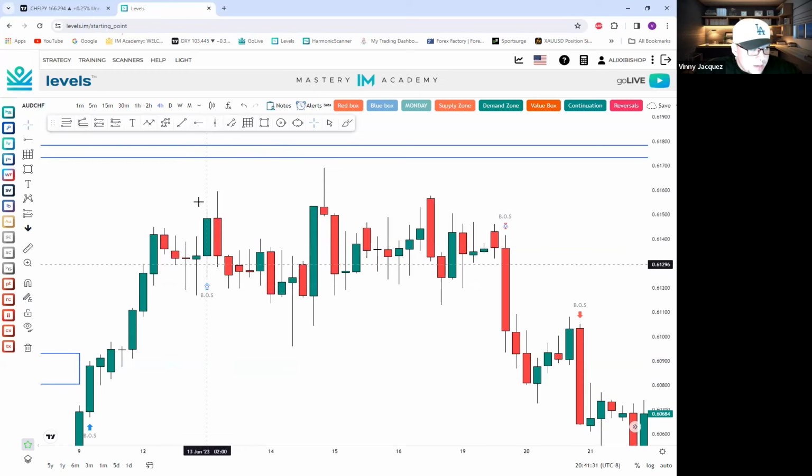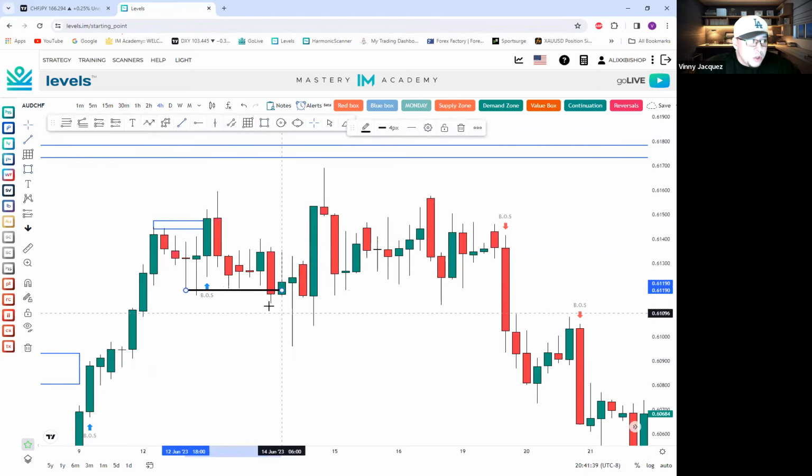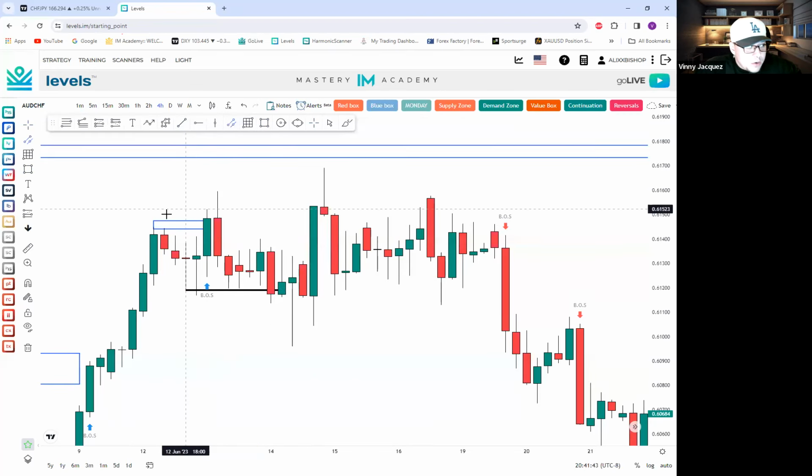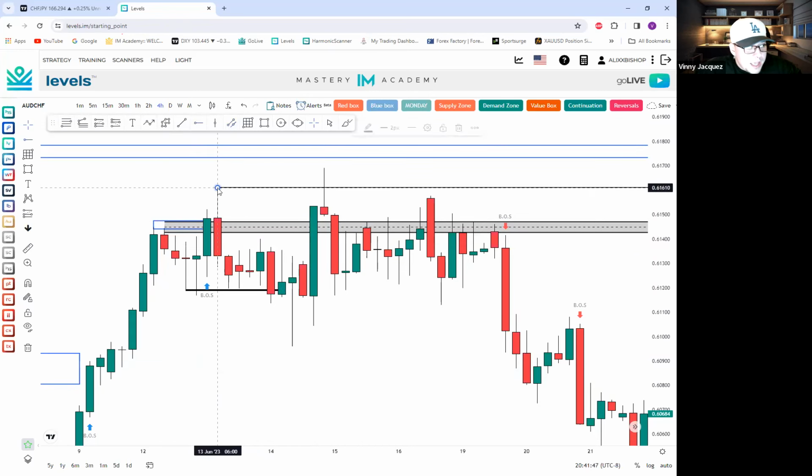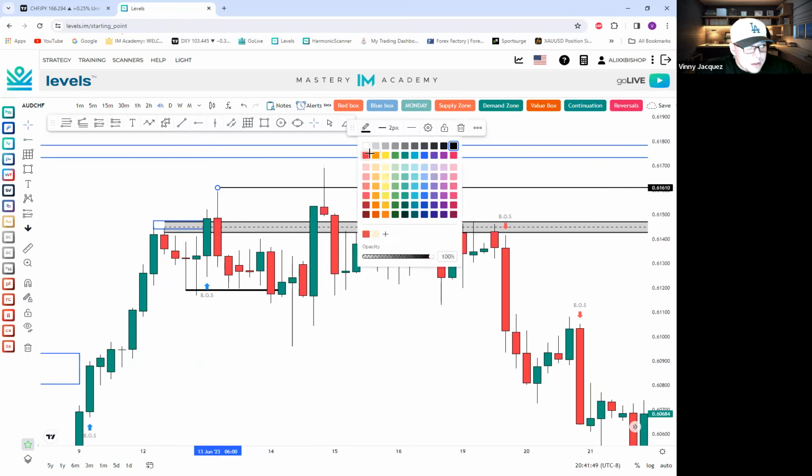So notice how we get a blue arrow. We should have a blue box somewhere right here. Where's my starting point? It's this red one right here. Boom. We break below, and we should have a zone across with my head being the stop loss.